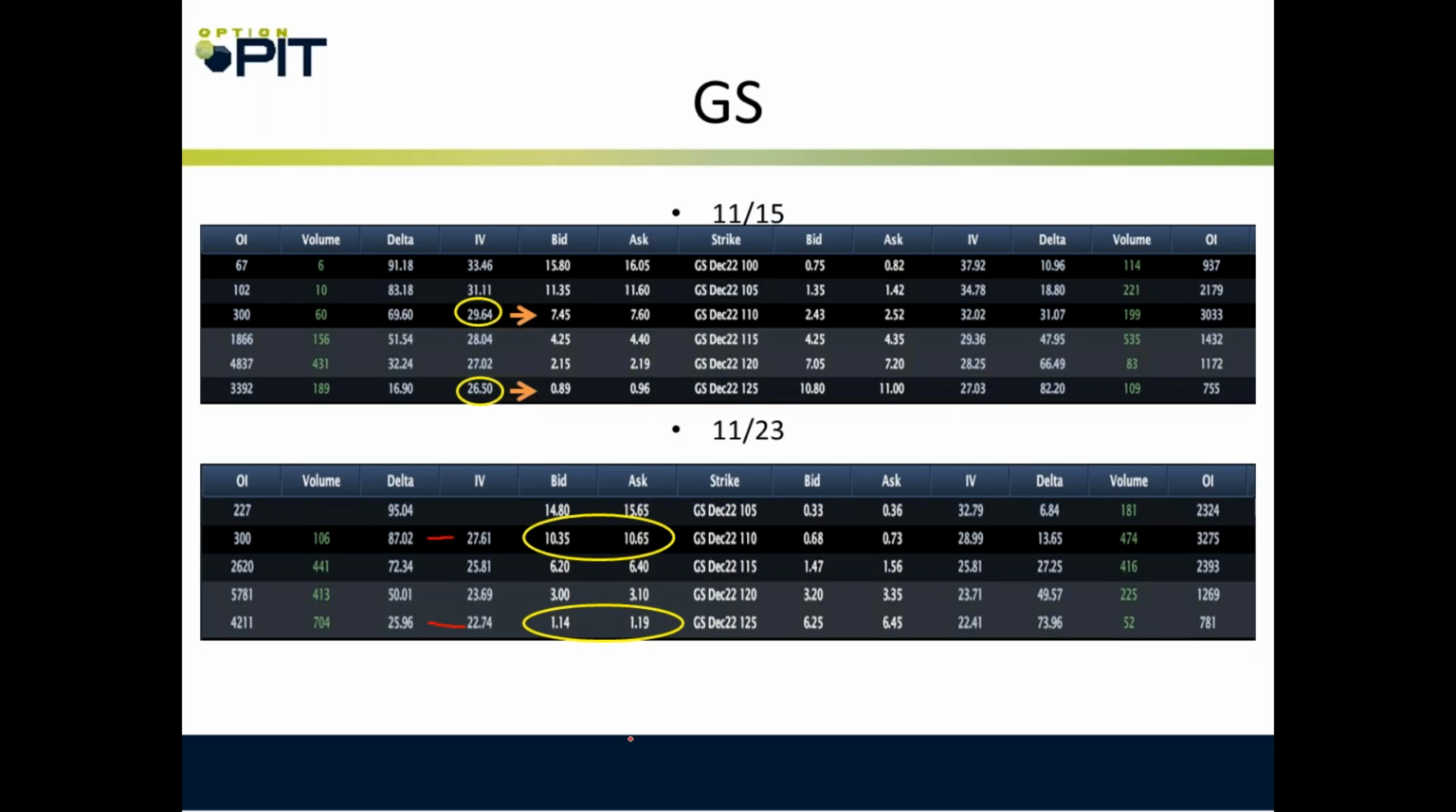And I do want to point out, take a look at that implied volatility change. My 110 calls dropped 2 points. My 125 calls dropped 4 points. That was because they were out of the money.